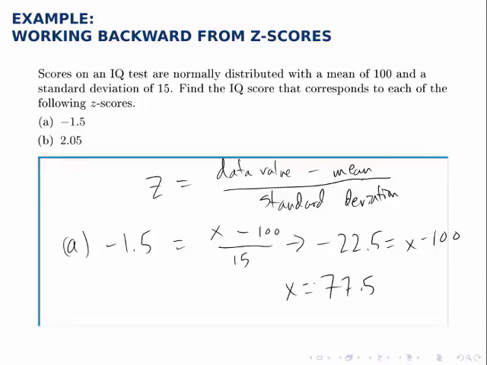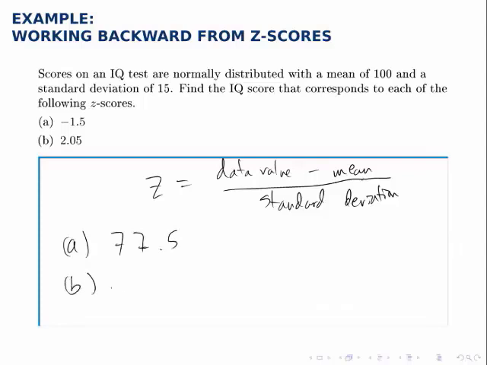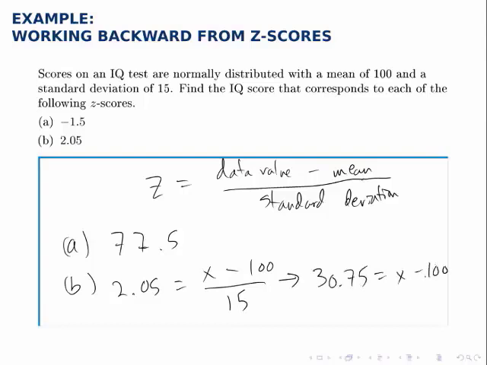So a z-score of negative 1.5 corresponds to an IQ score of 77.5. For part B, we do the same process. The z-score equals the data value minus the mean divided by the standard deviation. So we multiply both sides by 15 and find that 30.75 equals x minus 100. And then adding 100 to both sides, x equals 130.75.